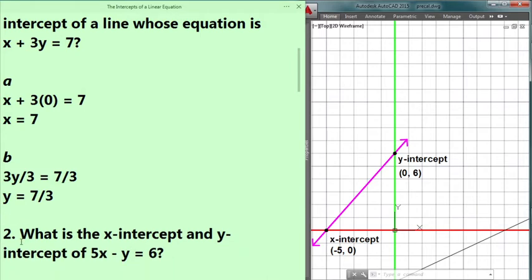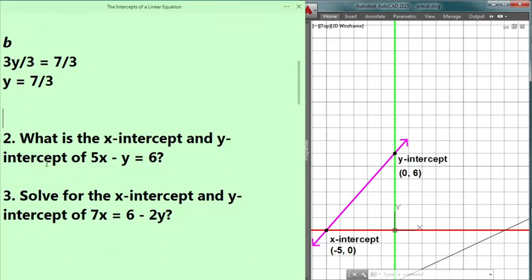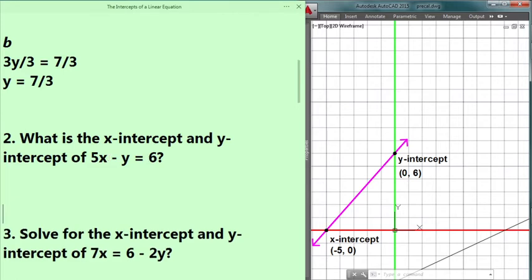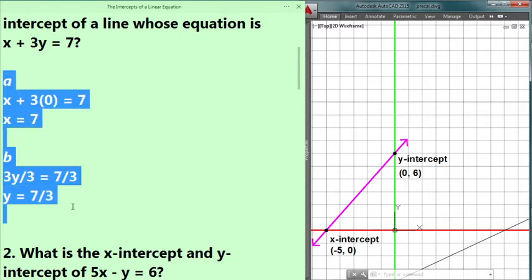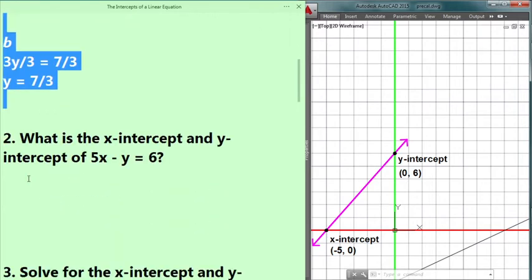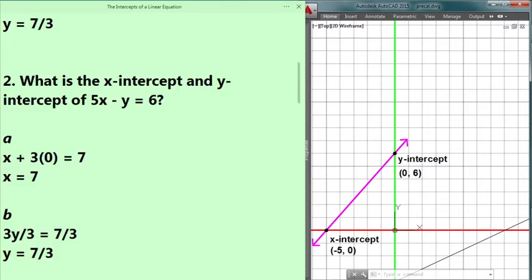Now, sa number 2 naman, okay? So, we have what's the x-intercept and y-intercept naman ng 5x minus y is equal to 6. So, kopyahin ko lang ulit to. So, ito yung magiging parang format natin, no? Okay. So, kapag a, again, yan ay x-intercept. So, kopyahin ko lang ito.